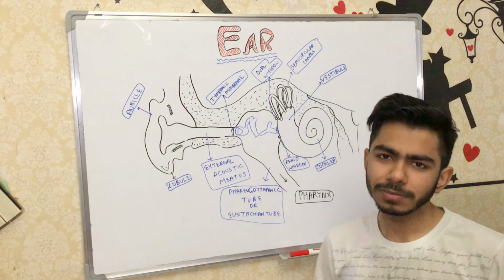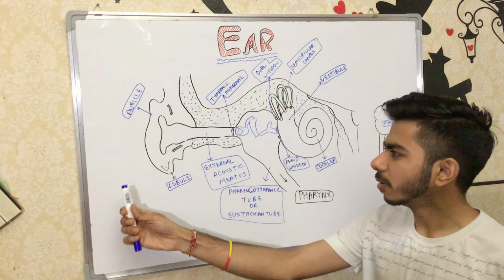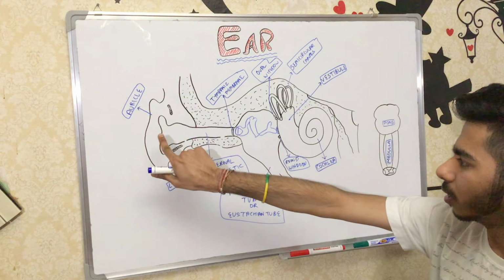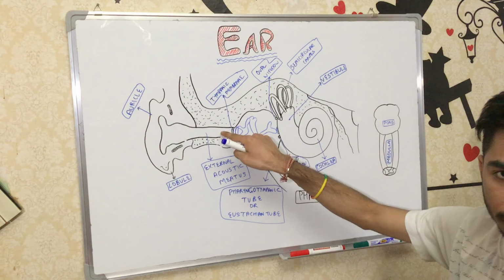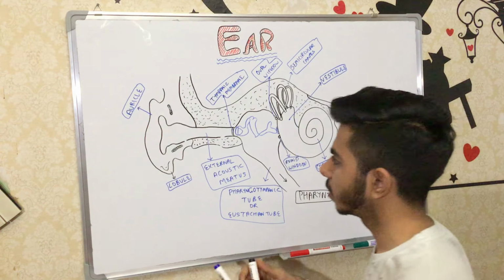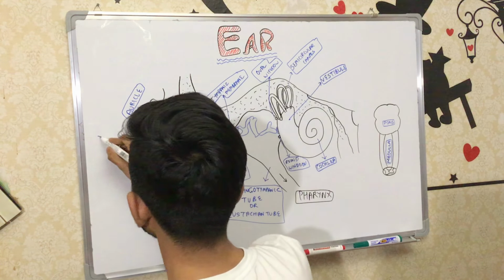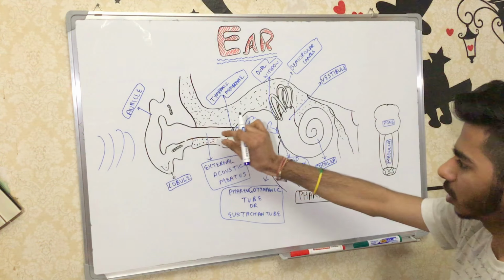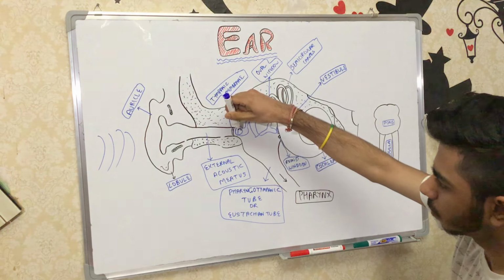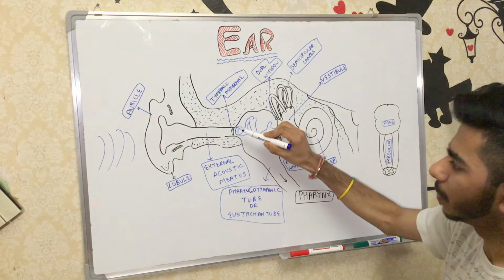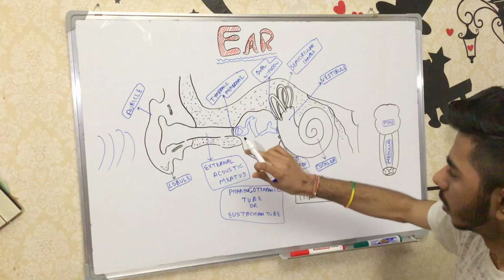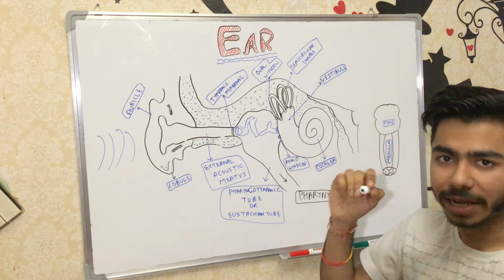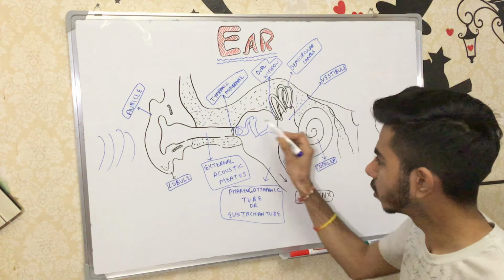The physiology behind it is that whenever sound waves come through our external ear, they go into the external acoustic meatus. For example, sound waves are coming and traveling through the external acoustic meatus or auditory meatus, and then they go towards the tympanic membrane or eardrum. Then the vibrations in the eardrum will be detected by these auditory ossicles.